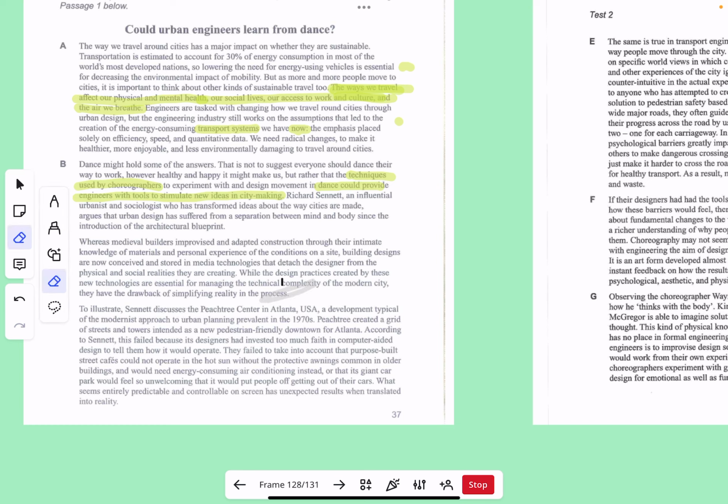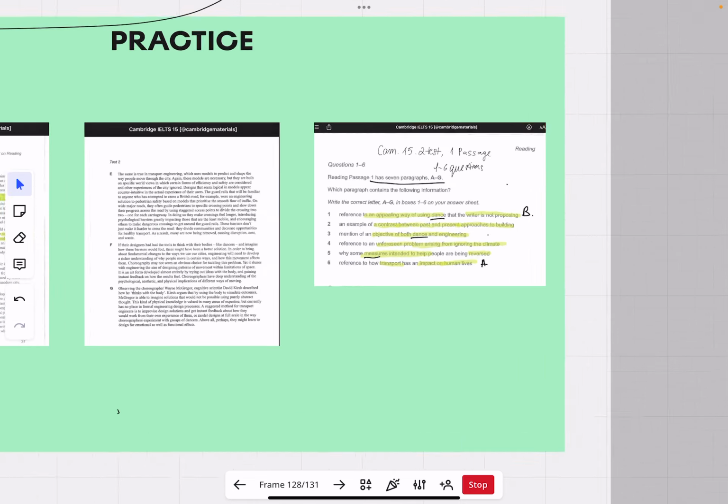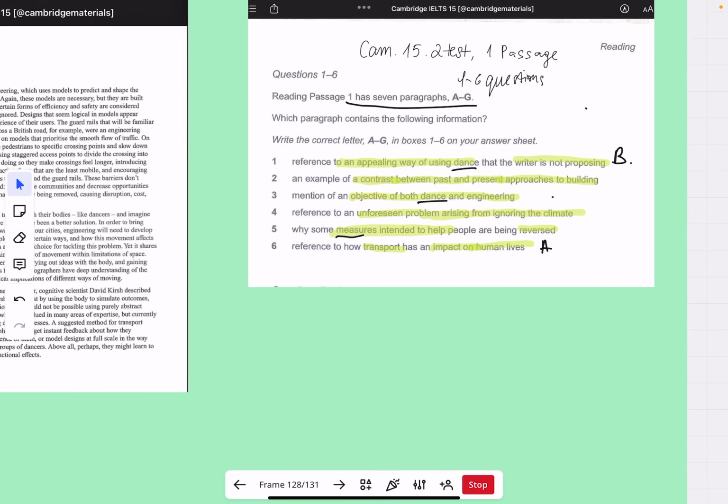are essential for managing the technical complexity of the modern city. Well, they have the drawback of simplifying reality in the process.